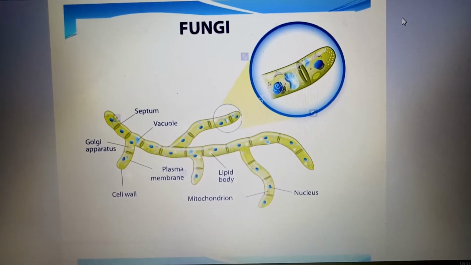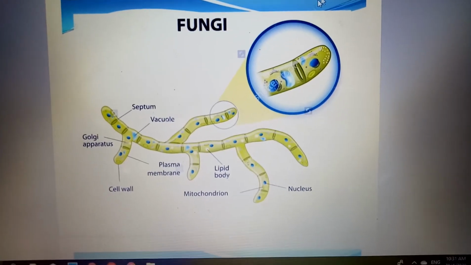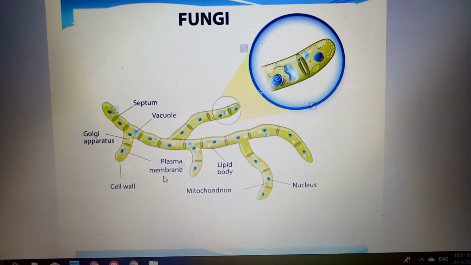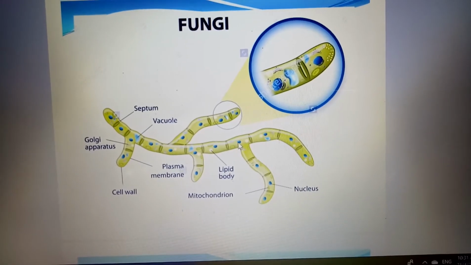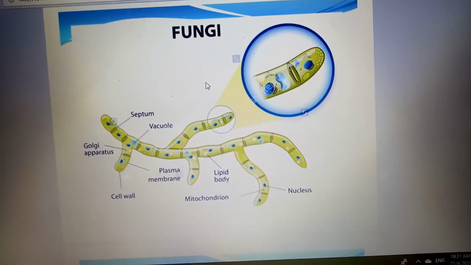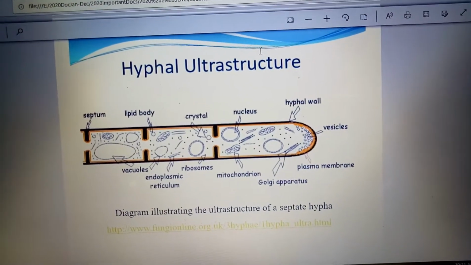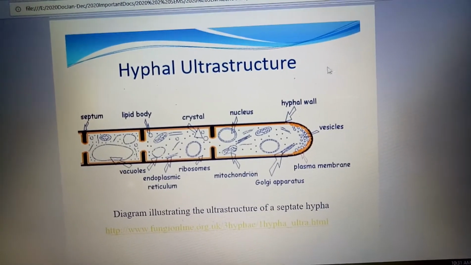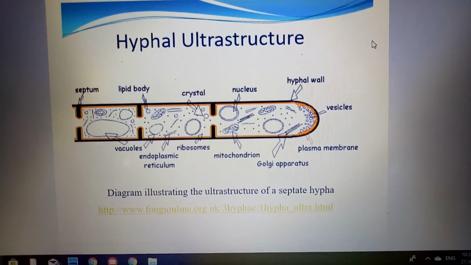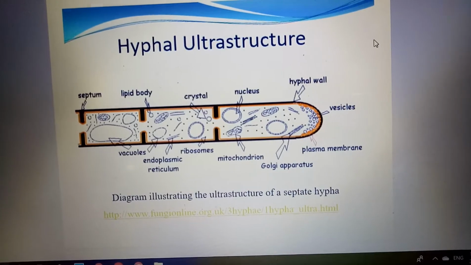As you can see from your left-hand side, this is the septum, followed by Golgi apparatus, vacuole, cell wall, plasma membrane, lipid body, mitochondria, and nucleus. Please make sure you know how to label this structure properly. This is very detailed about the structure of the hypha, and as you can see, they are labelled. As I told you before, please remember all these structures.